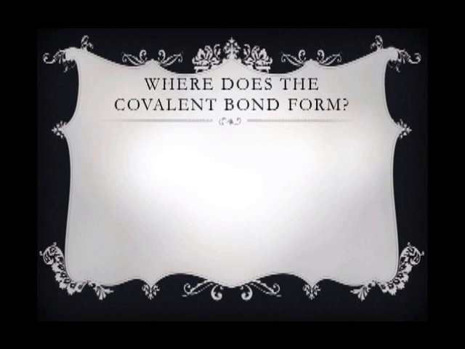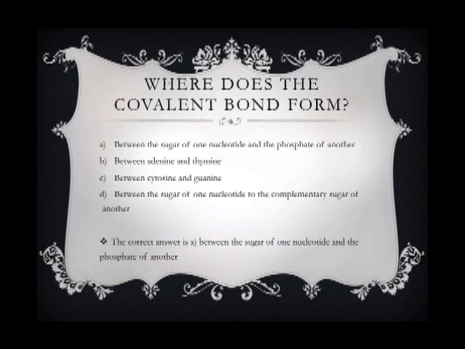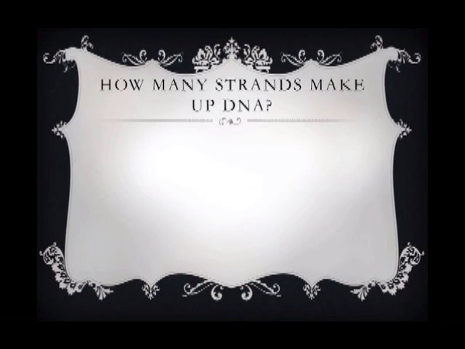Where does the covalent bond form? Between the sugar of one nucleotide and the phosphate of another. Between adenine and thymine. Between cytosine and guanine. Or between the sugar of one nucleotide to the complementary sugar of another. The correct answer is A, between the sugar of one nucleotide and the phosphate of another.